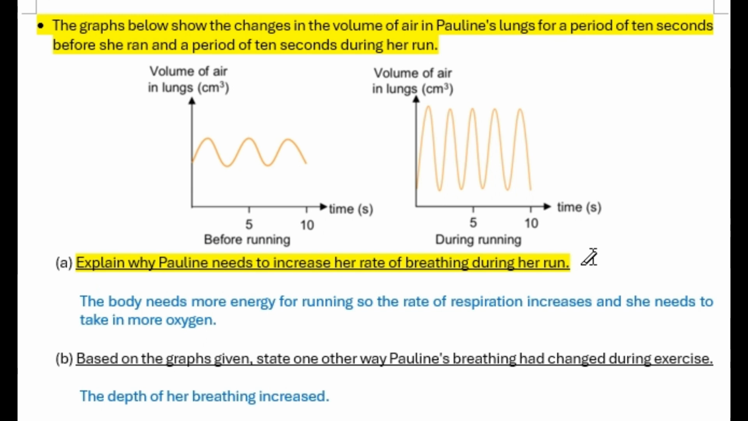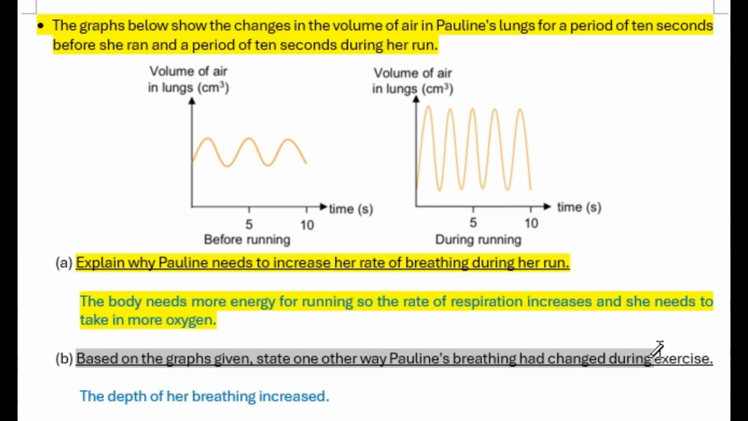Explain why Pauline needs to increase her rate of breathing during her run. The body needs more energy for running, so the rate of respiration increases and she needs to take in more oxygen. B. Based on the graphs given, state one other way Pauline's breathing had changed during exercise. The depth of her breathing increased.